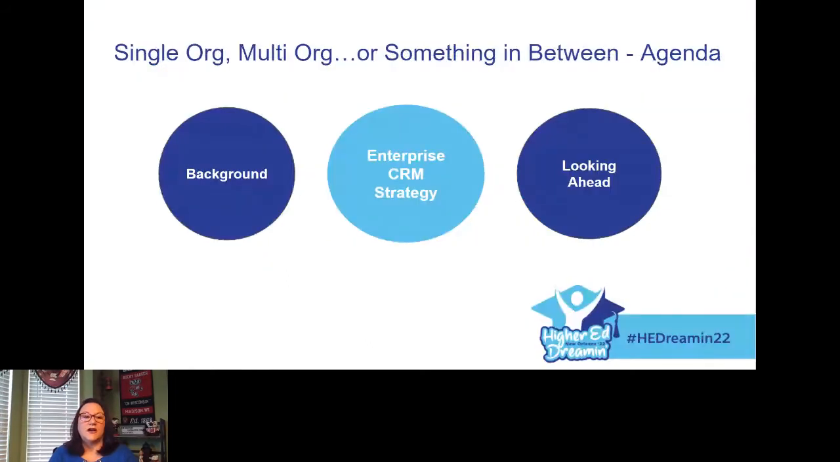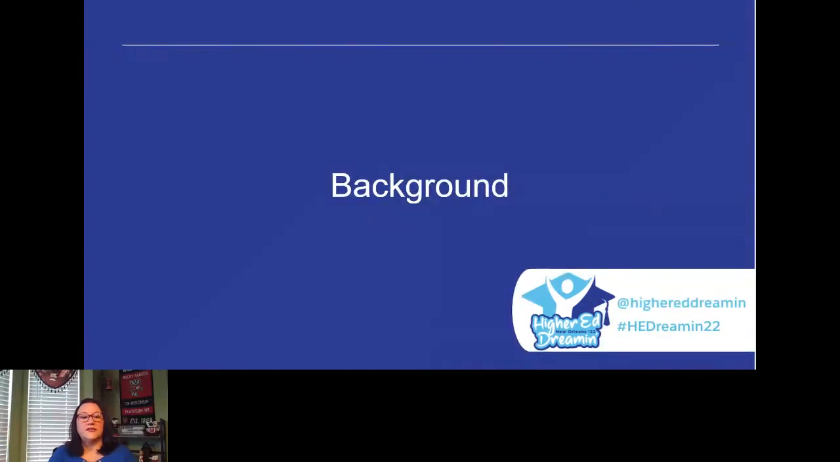So today we're going to talk about the single org versus multi-org dilemma. And I'm going to go through quite a bit of background before we touch that topic, because I really think you need to have that context so that you understand what it is that we're trying to do, where we're coming from, and the decisions that we made and what our future vision looks like. Then we're going to get into that enterprise CRM strategy, and that's where we will really dive into some of the specifics about single org versus multi-org. Then we're going to take a look at looking ahead and some of our future projects on our roadmap. So let's start with the background.